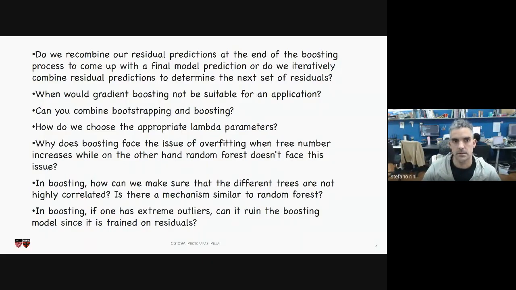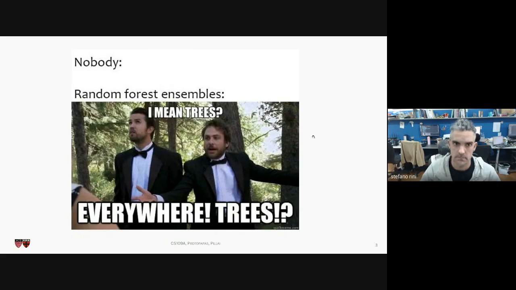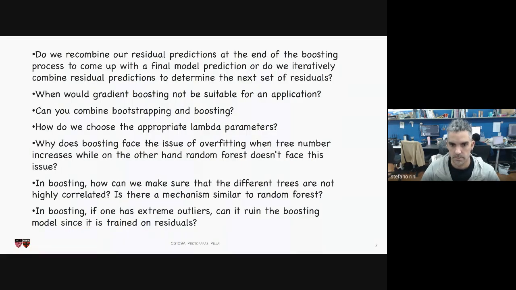So the idea is that we recombine the prediction at the end of the boosting process to come up with a final model prediction, or do we iteratively recombine the residual to determine the next set of residuals? So when we do gradient boosting, this might not be suitable for application. Can we combine bootstrapping and boosting? How do we choose the lambda parameter? And we can see the other issues later.